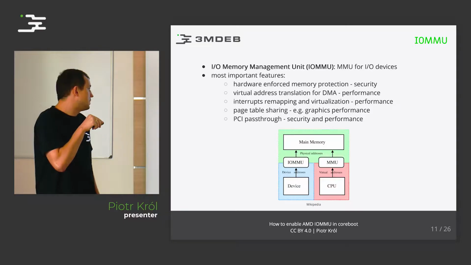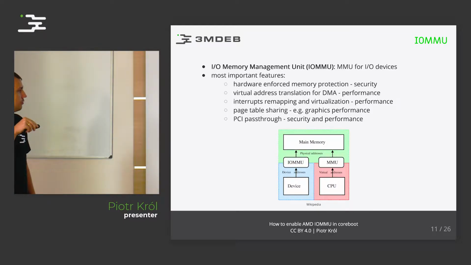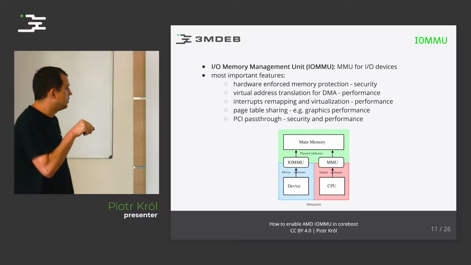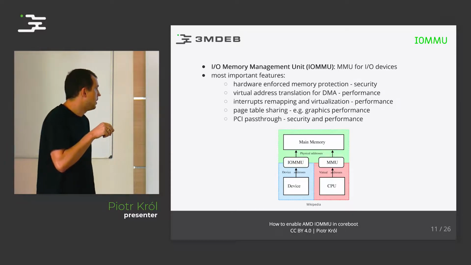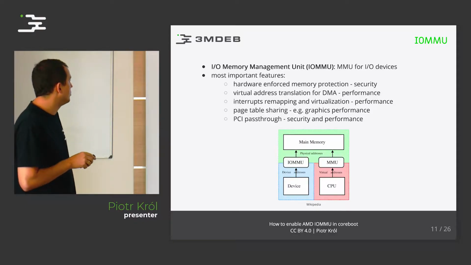When a device wants to access some memory, the IOMMU can do something like virtual memory management for devices, which in this case we call device addresses. And there are various other features that this IOMMU may provide.